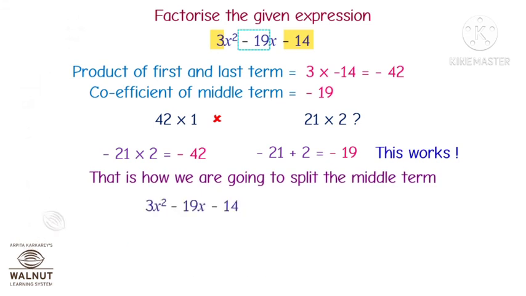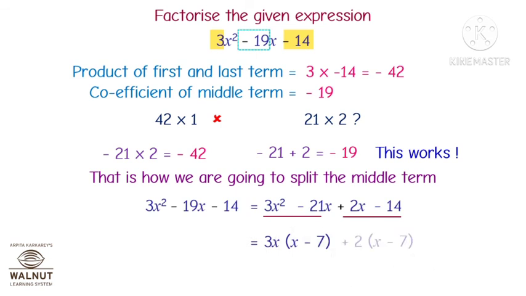Therefore, 3x square minus 19x minus 14 is equal to 3x square minus 21x plus 2x minus 14, which is equal to 3x into (x minus 7) plus 2 into (x minus 7), which is equal to (3x plus 2) into (x minus 7). You can check your answer in rough work by actually multiplying the factors and see if you again come to the original expression in the question.